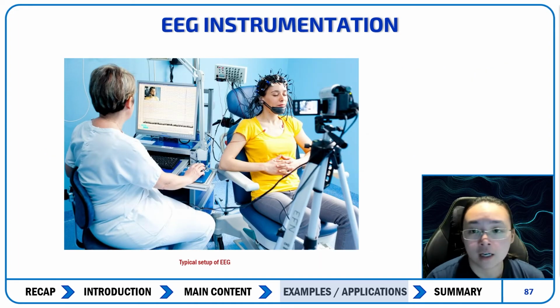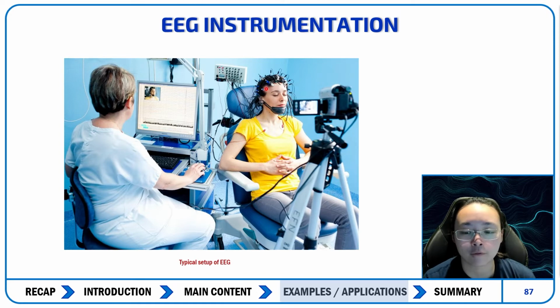So EEG instrumentation: you can see the cap itself has electrodes that are placed directly on the scalp. For a better signal, usually people do have to shave certain areas of their head so they get a better connection.